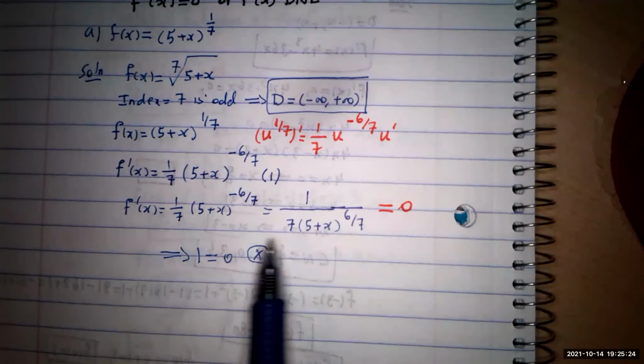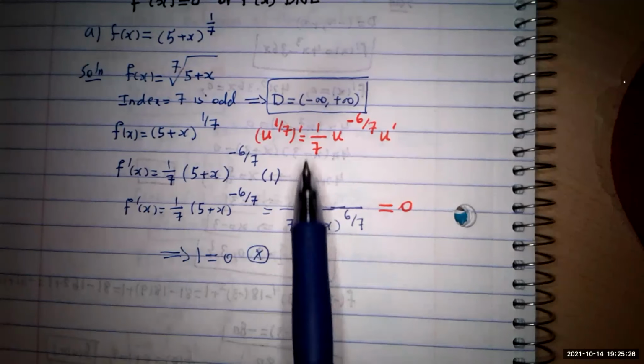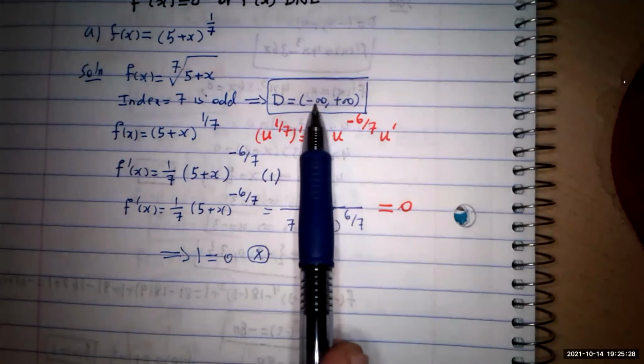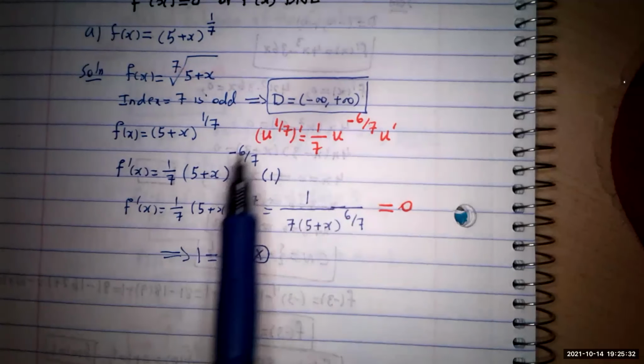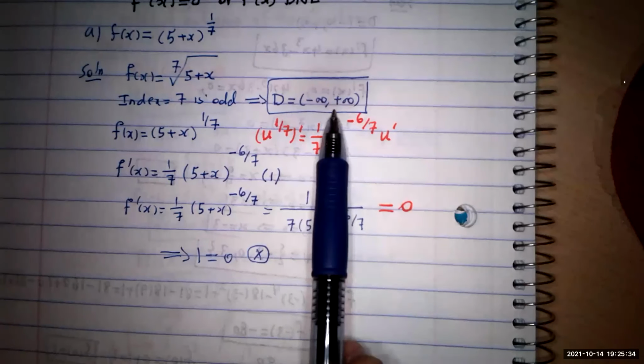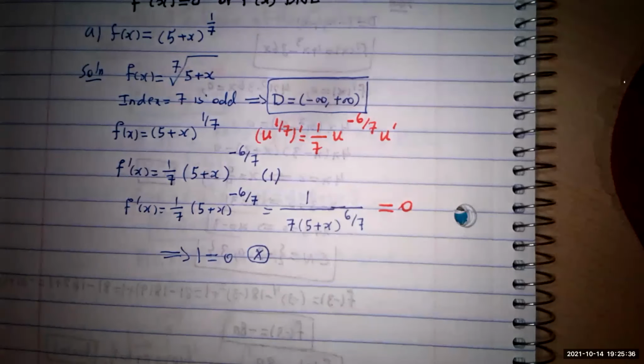Now, the point is, this -5 is in the domain of the function. If it's not going to be in the domain of the function, you cannot consider it. That's why we determine the domain of the function. Okay, so this is how we're going to conclude for the rest of the problem.